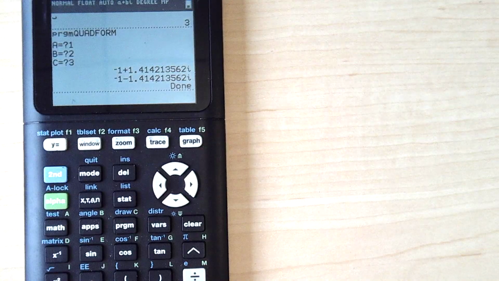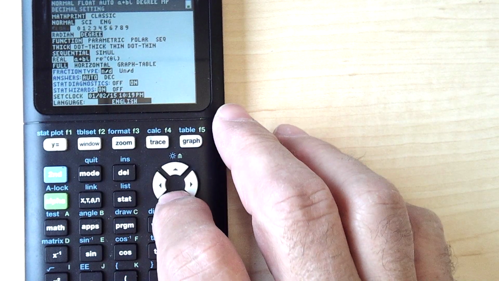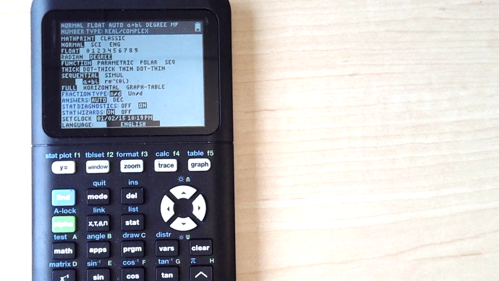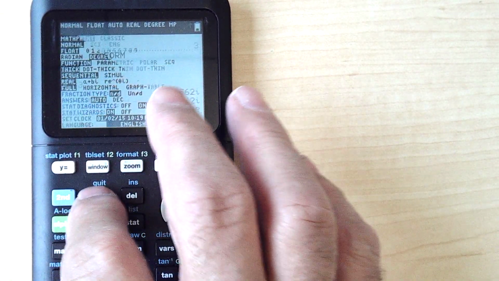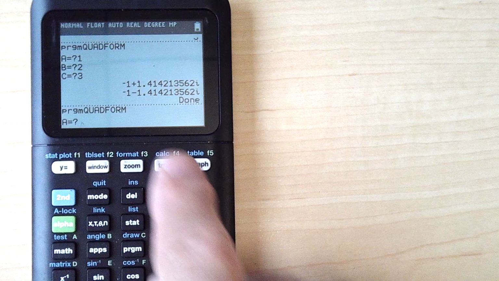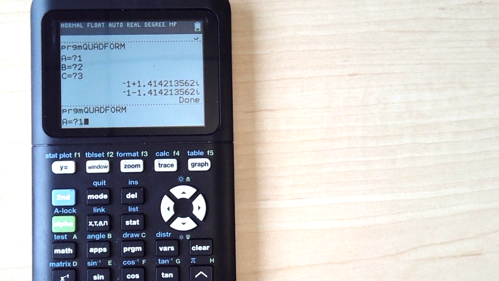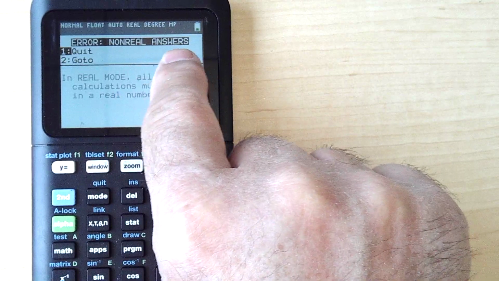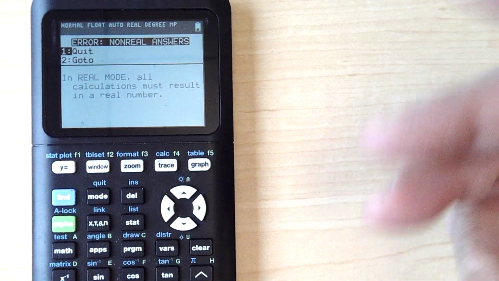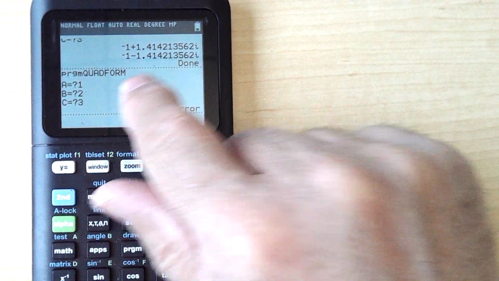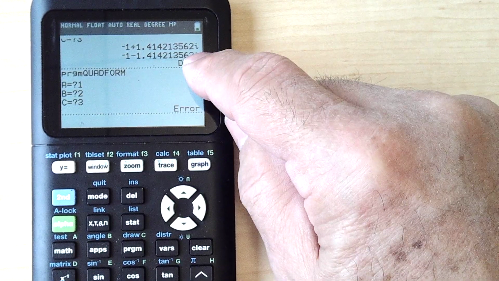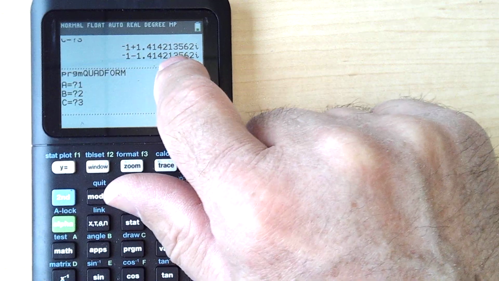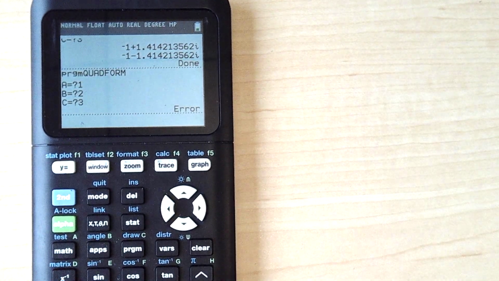Okay? Now, if the mode was in real, if I press enter and make it real, so I can quit, and I press enter to bring back my formula, and I did 1, 2, 3, it'll tell me non-real answers. I'd have to be in the real mode. If I have to change it to the complex mode to be able to do the 1, 2, 3 and get the complex answers. Okay.